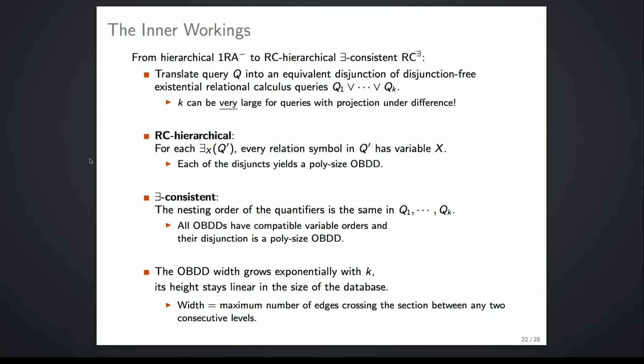So the idea is as follows. We start from hierarchical queries, and then we transform them into a more flexible existential relational calculus, where we have a disjunction of disjunction-free existential relational calculus queries. Then we show that each of these terms is in fact hierarchical in a much stricter syntactic sense. Essentially, it simply means the following.